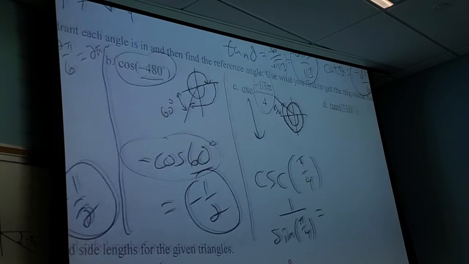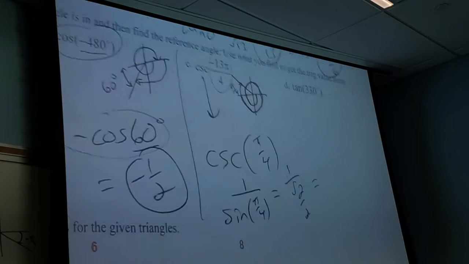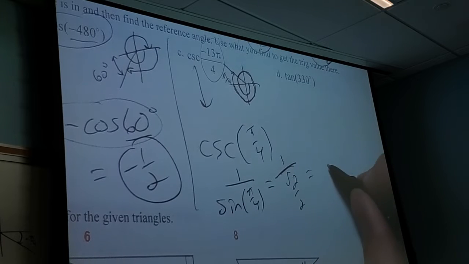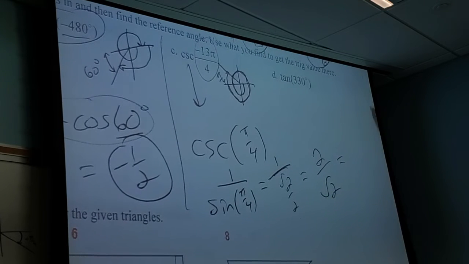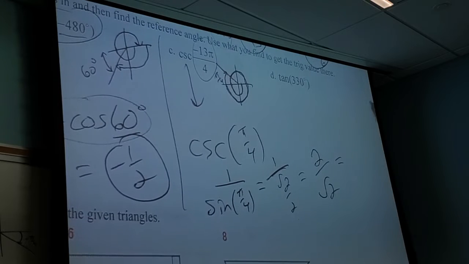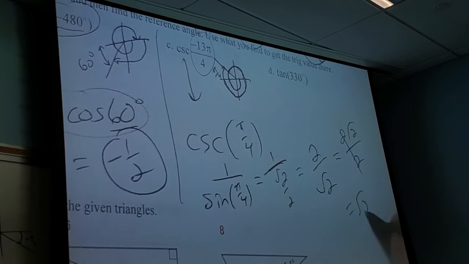So what is sine of pi over 4? Rad 2 over 2. So what is 1 divided by rad 2 over 2? Rad 2, eventually, yes. But it's 2 over rad 2, which is 2 rad 2 over 2 if I rationalize it, which is rad 2.